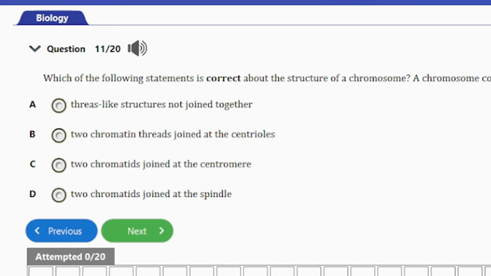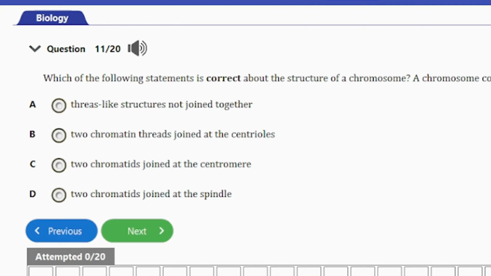Question number 11 here. It says, which of the following statements is correct about the structure of a chromosome? A chromosome consists of A. thread-like structures not joined together, B. two chromatin threads joined at the centrioles, C. two chromatids joined at the centromere, and D. two chromatids joined at the spindle. So guys, the answer to this question here is option C, two chromatids joined at the centromere.